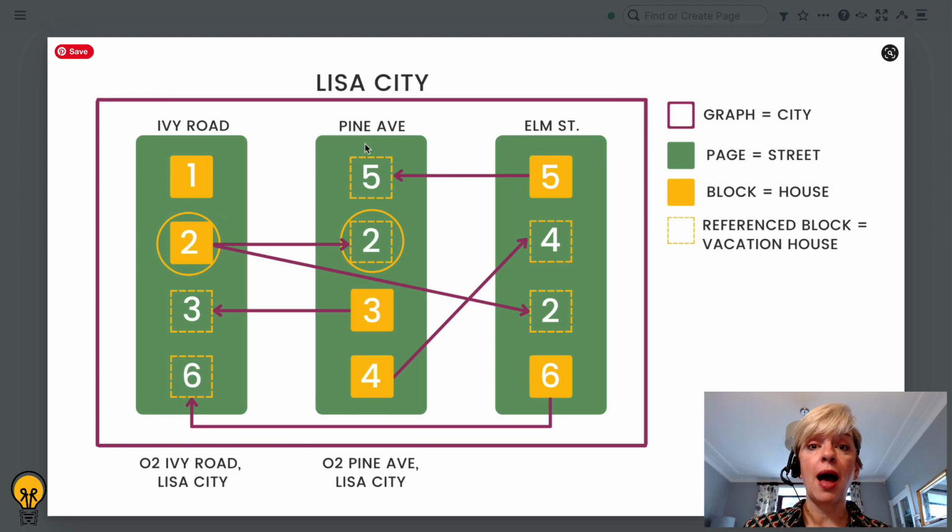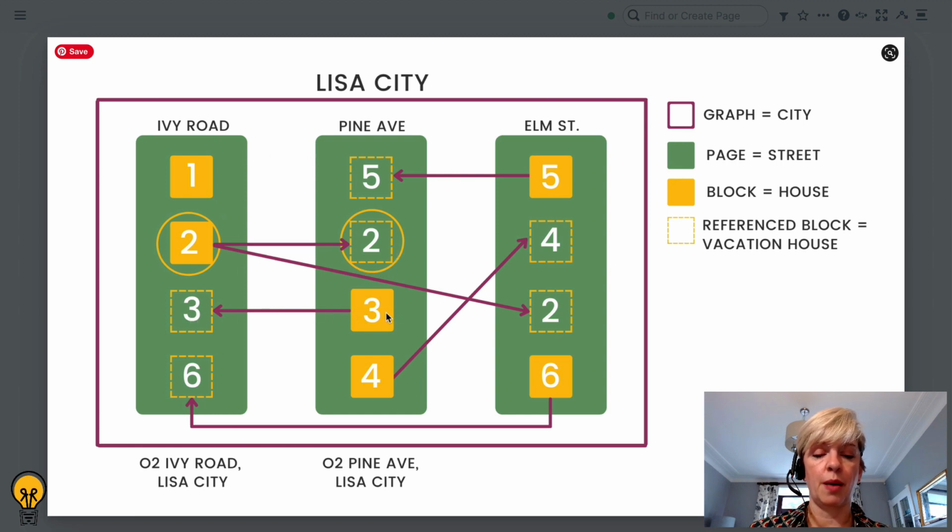However, over multiple graphs, you could have pages with the exact same name. So the graph name is very important as well, because that also lends the address its uniqueness. So here we have multiple original houses, which are in the dark yellow. And then we have these referenced houses on different pages. You can move them around.